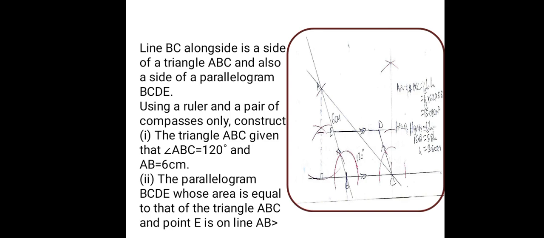Line BC alongside is a side of a triangle ABC and also a side of a parallelogram BCDE. Using a ruler and a pair of compasses only, construct 1. The triangle ABC given that angle ABC is equal to 120 degrees and line AB is equal to 6 cm. 2. The parallelogram BCDE whose area is equal to that of triangle ABC, and point E is on line AB.